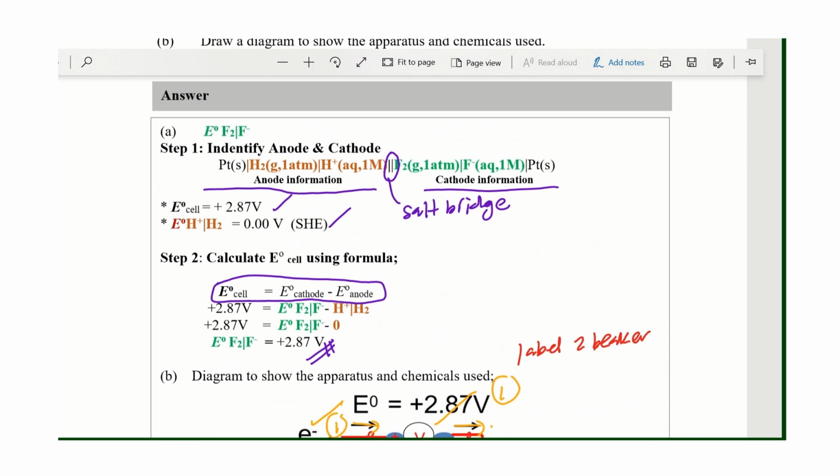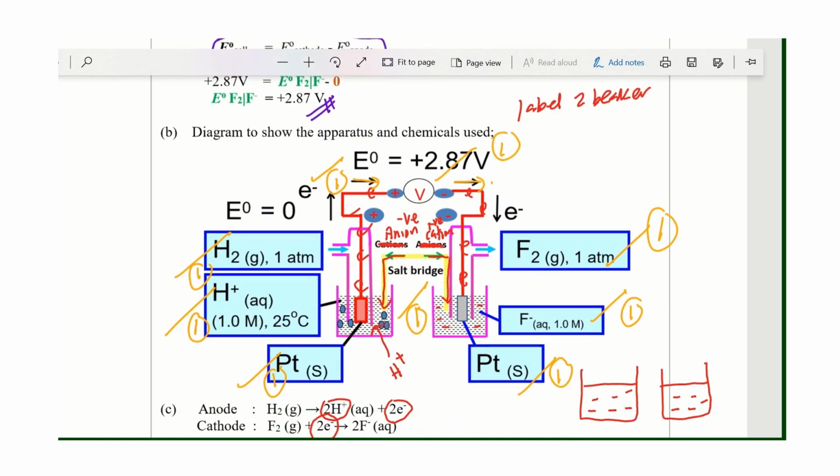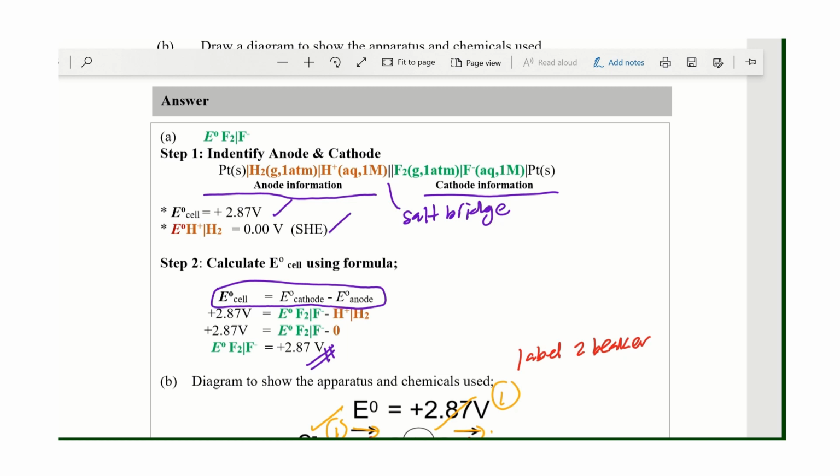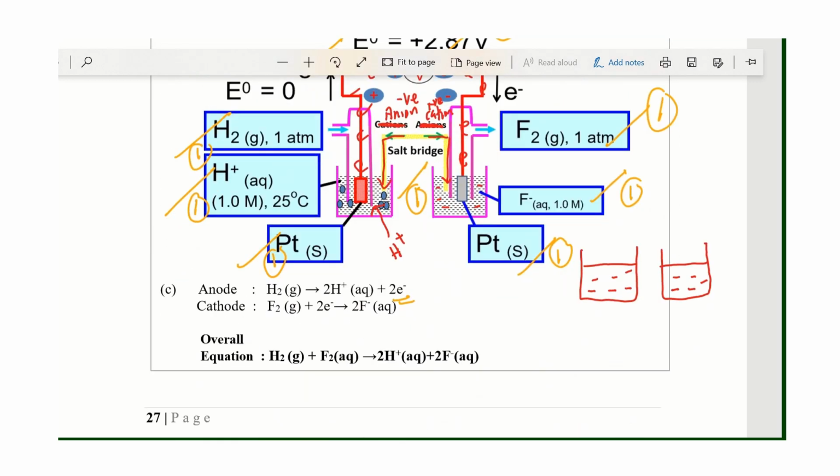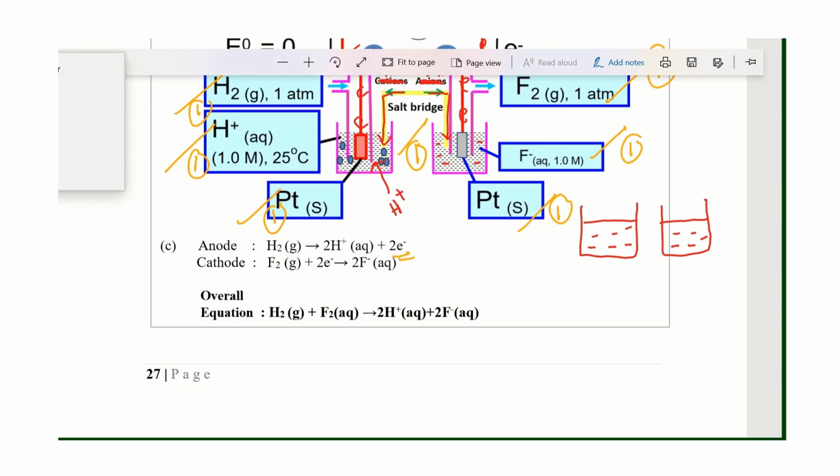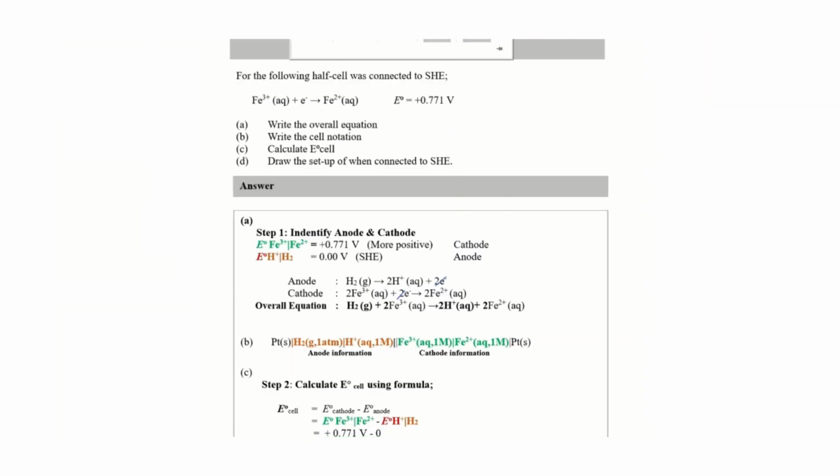Next C. C, the question asking for write the overall equation. According to cell notation, we have fluorine gas at the cathode. So fluorine gas will accept electron here. Kat sini fluorine gas kan terima elektron, so dia akan hasilkan 2F minus. So make sure kita balance lah equation kita. So now kita perlu tulis overall equation. So bila kita punya total elektron kita sama, boleh cancel out, so kita akan dapatlah overall equation.